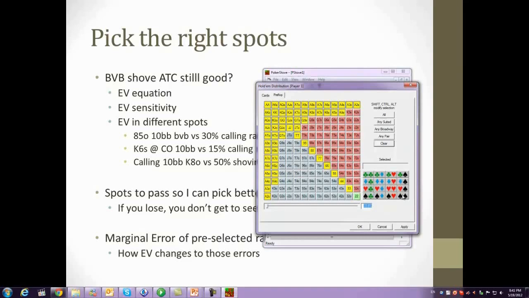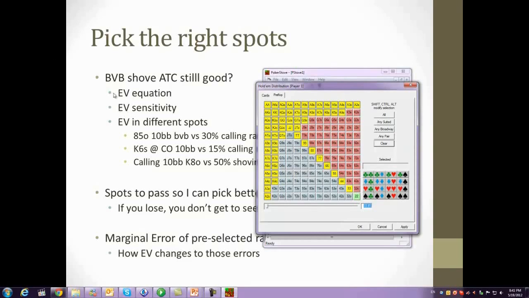And second, we want to know, the most important thing, how much fold equity we have. So if we are a smaller stack and we are shoving into a huge stack, he's more willing to gamble, so our fold equity decreases. And same thing, if we're shoving into a smaller stack, our fold equity also decreases a lot, so our EV will change.